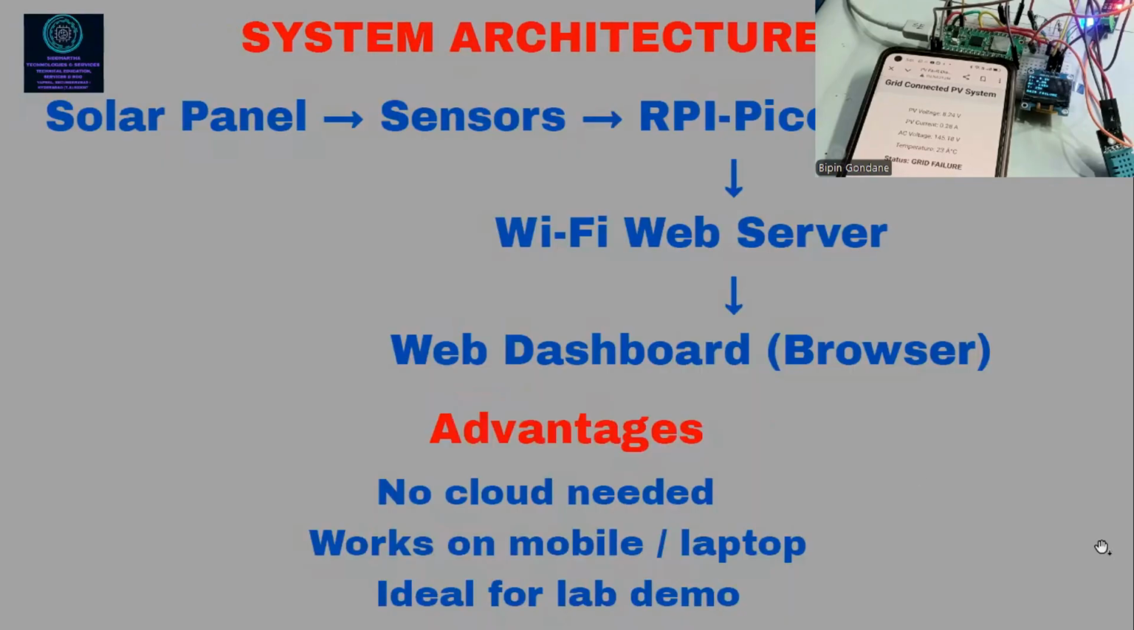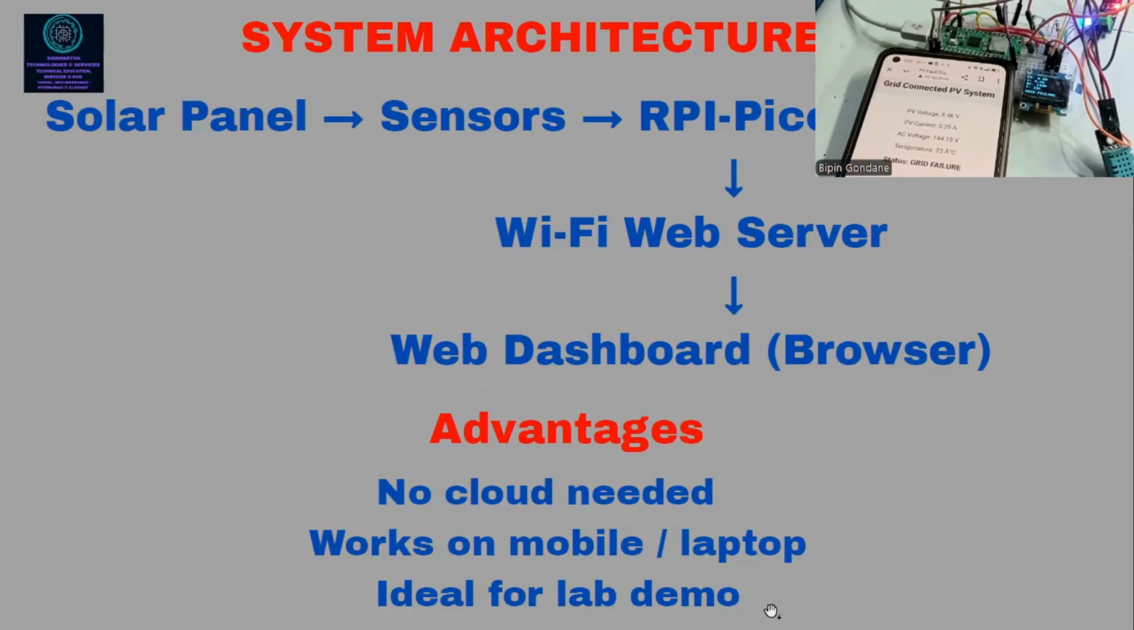Connections are very important. Now we'll come to the next slide where I will explain the system architecture. That is a block diagram, you can see. The solar panel is connected to sensors. Sensor is connected to the RP Pico W, that is my controller board, which you can see here. Then the board is connected to the LCD. And the Wi-Fi web server is also there, which will show the web dashboard.